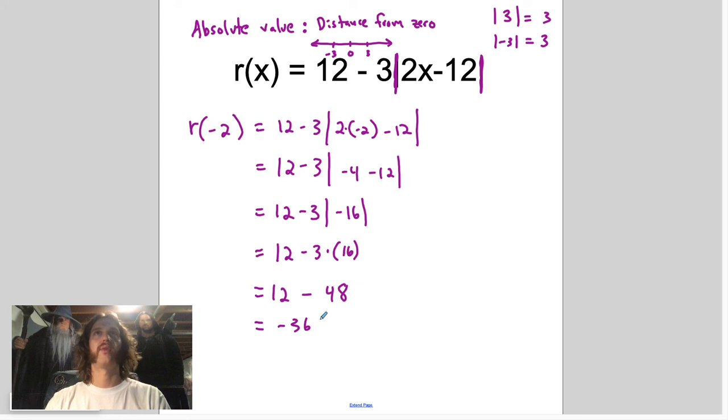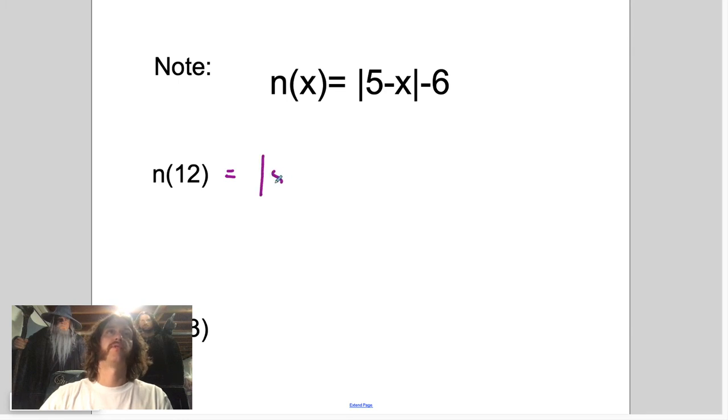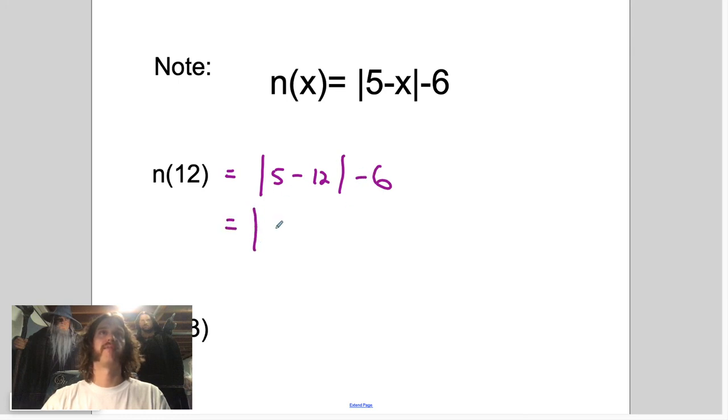Okay, you can plug in any old thing and you'll get something out when you're done. You guys go ahead and try these two, and I'm going to go over them in just a second. Try those on your own, and then you can unpause the video. So here we go. N of 12 is equal to the absolute value of 5 minus 12, minus 6. 5 minus 12 is negative 7, minus 6. How far away is negative 7 from 0? Well, it's 7, so 7 minus 6 is 1. So the value of n at the x value 12 is 1.